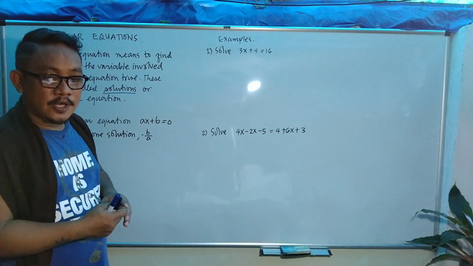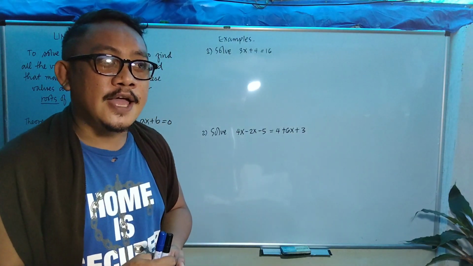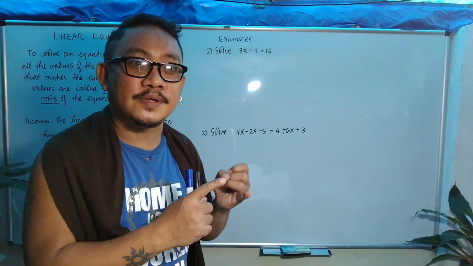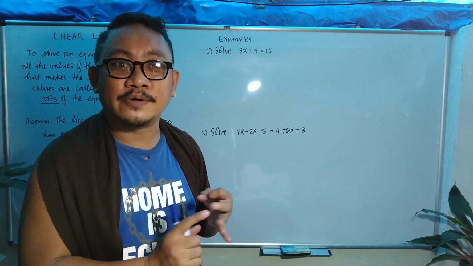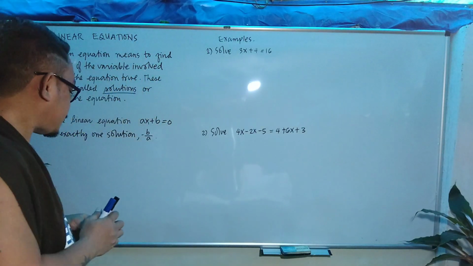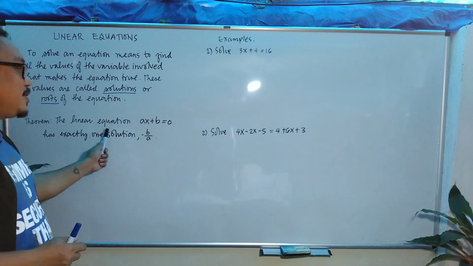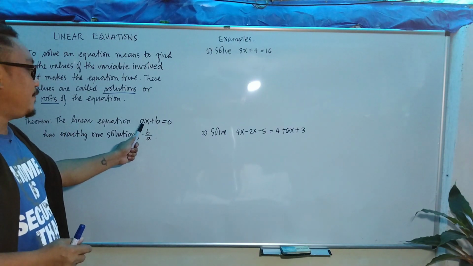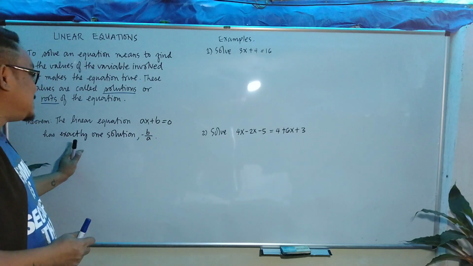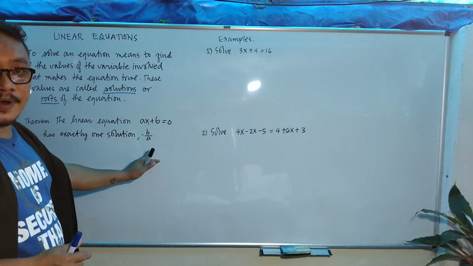So, in other words, if we are asked to solve an equation, we need to find that particular value, for example, x or y or z and so on. So we need to find its value. Now we have here its theorem. It says here that the linear equation of the form ax plus b is equal to 0 has exactly one solution, that is negative b over a.